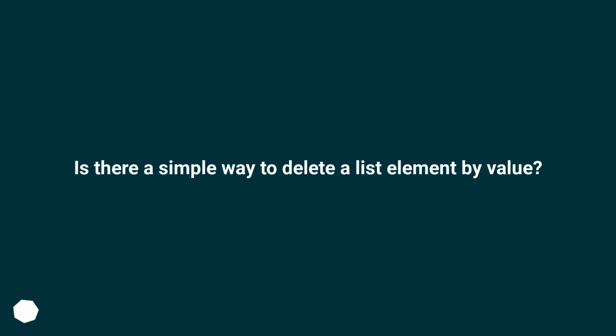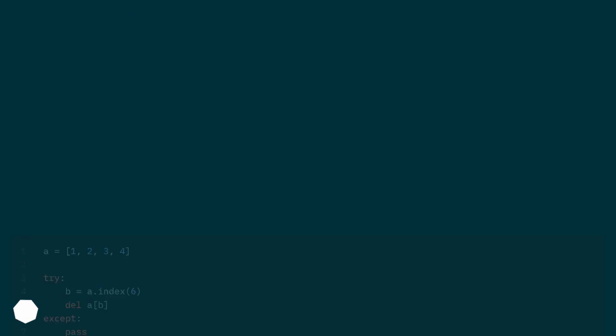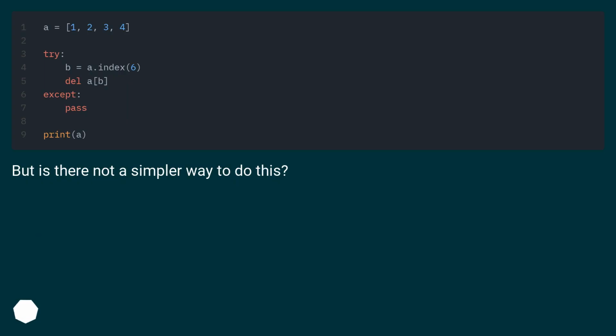Is there a simple way to delete a list element by value? I want to remove a value from a list if it exists in the list, which it may not. The above gives the error. So I have to do this. But is there not a simpler way to do this?